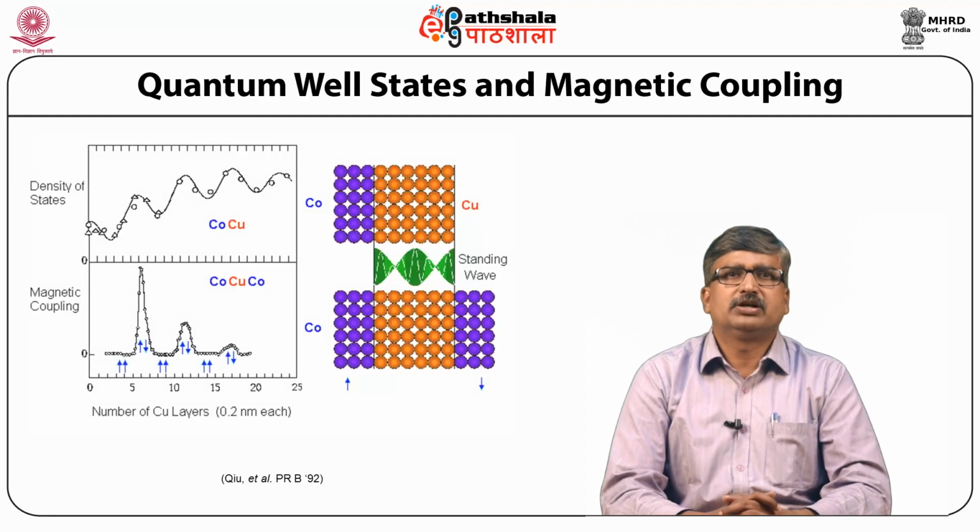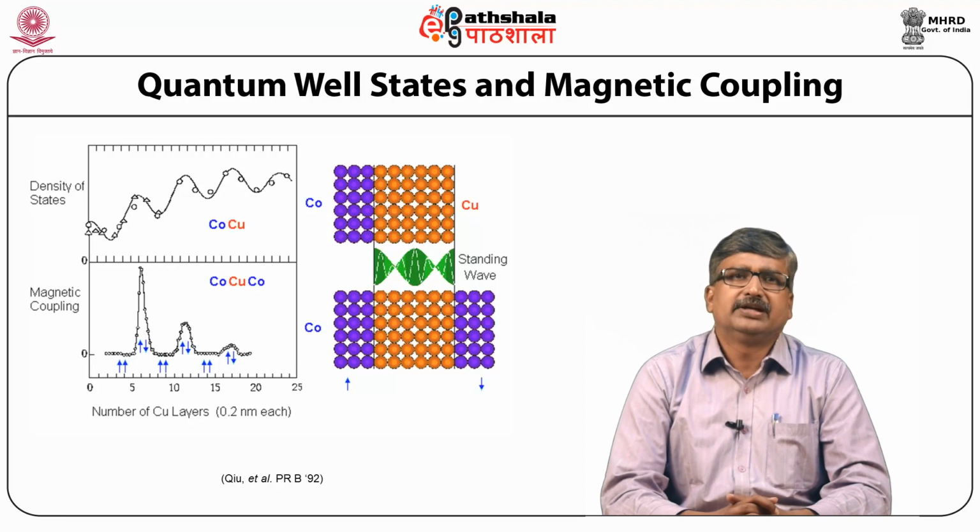Let us discuss quantum well states and magnetic coupling. The magnetic coupling between layers plays a key role in giant magnetoresistance, known as GMR, the Nobel Prize winning technology used for the reading head of hard disks. This coupling oscillates in synchronization with the density of states at the Fermi level, clearly shown in the figure. It turns out that the density of state maxima are correlated with oscillations of magnetic coupling in multilayers.